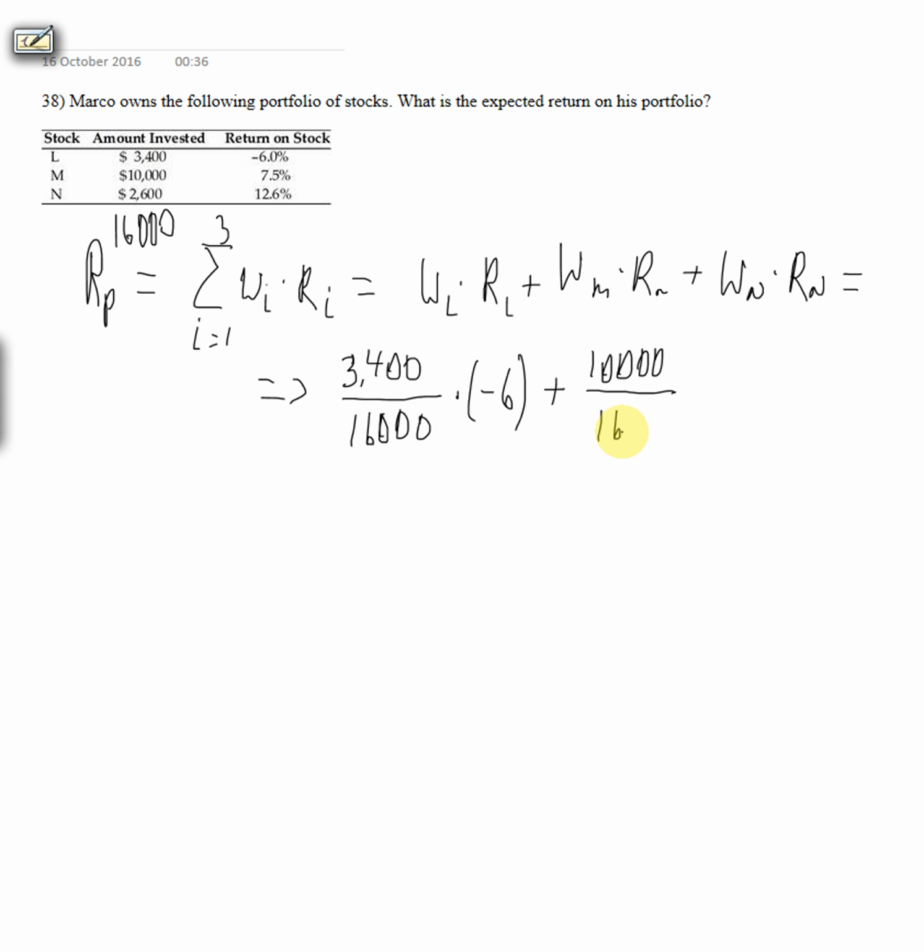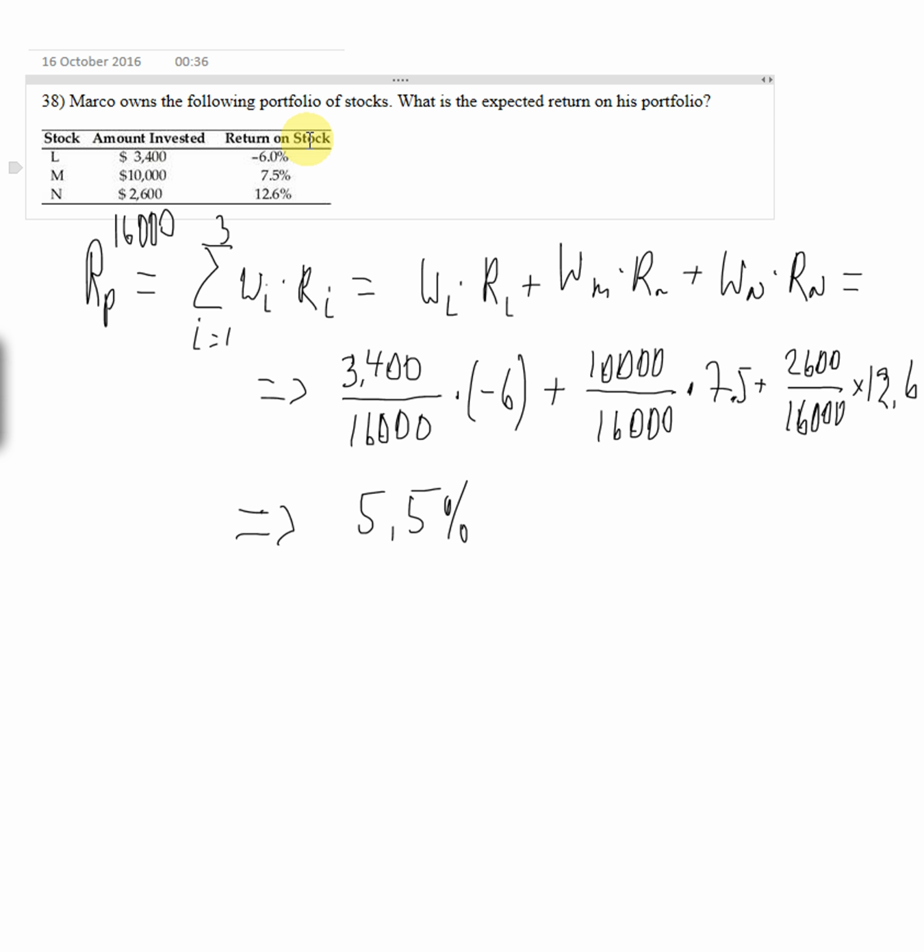over 16,000 times R_M. R_M is 7.5, plus w_N, now 2,600 over 16,000 times 12.6. If you calculate this you should get 5.5%. So that's the portfolio return on stocks. Okay, next question is question 39.